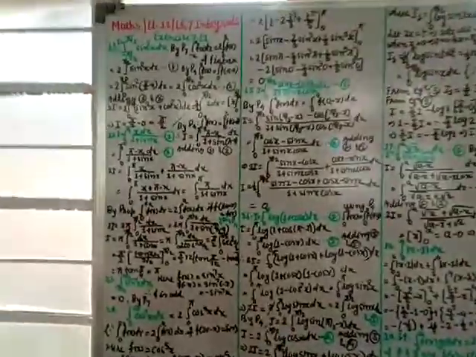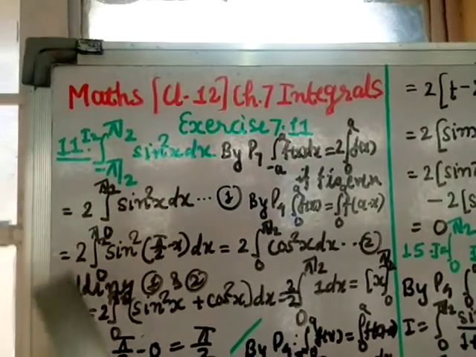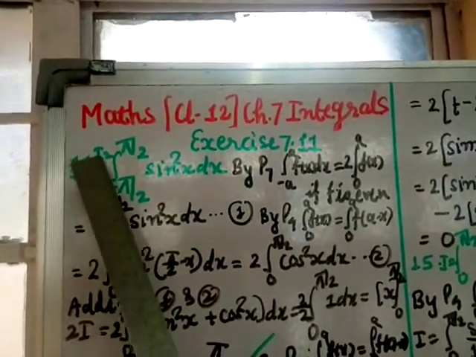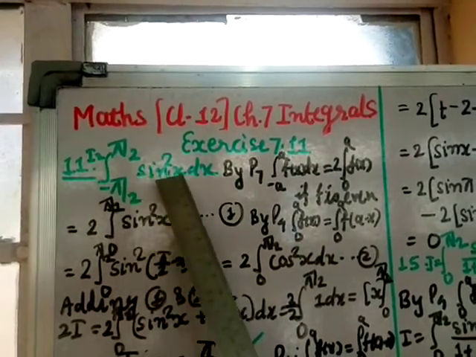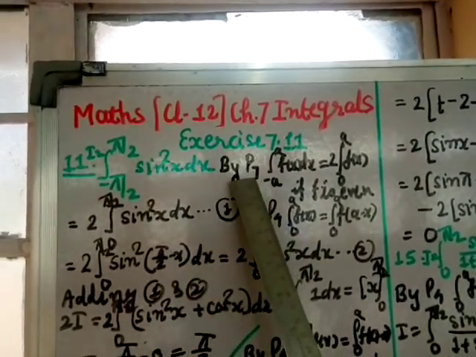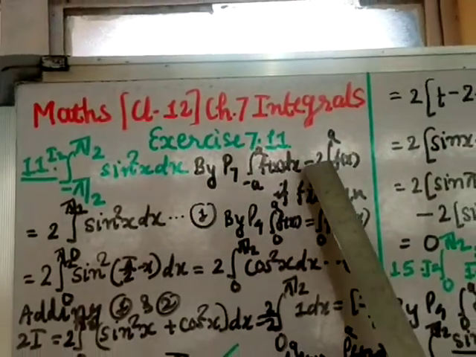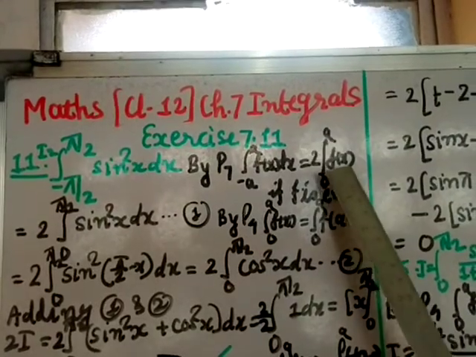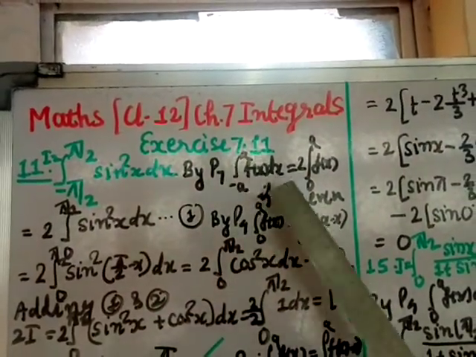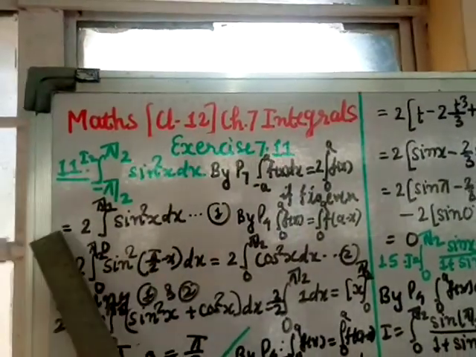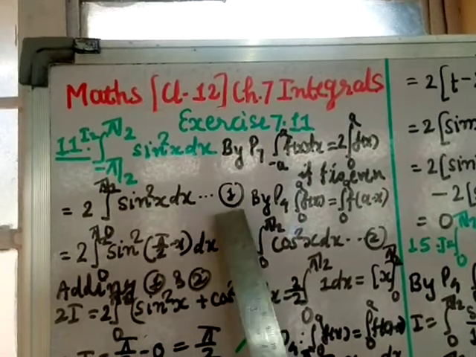Mathematics Class 12, Chapter 7, Integrals, Exercise 7.11, Question number 11. I is equal to the integral from minus pi by 2 to pi by 2 of sin square x dx. We'll use property 7, which says the integral from minus a to a of f(x) dx is equal to 2 times the integral from 0 to a of f(x) dx, because minus pi by 2 to pi by 2 is minus a to a. So it will become 0 to pi by 2. So I is equal to 2 times the integral from 0 to pi by 2 of sin square x dx, call it number 1.